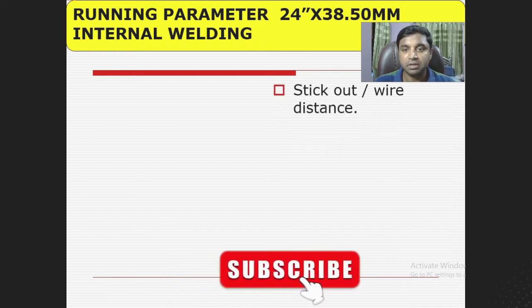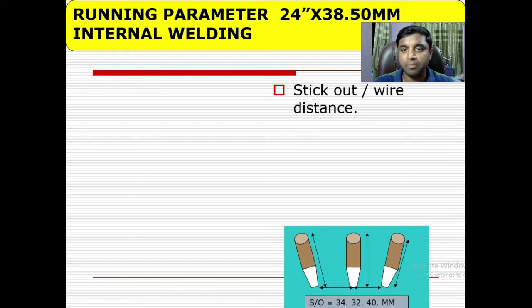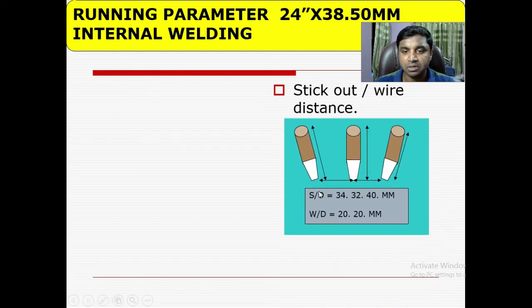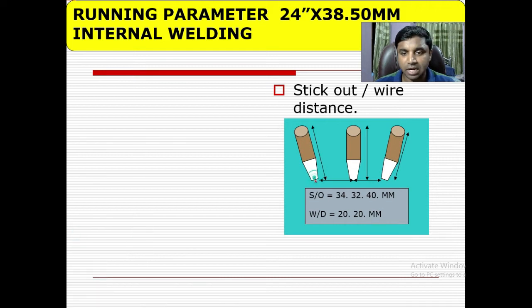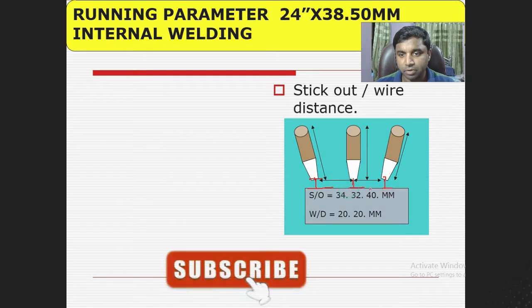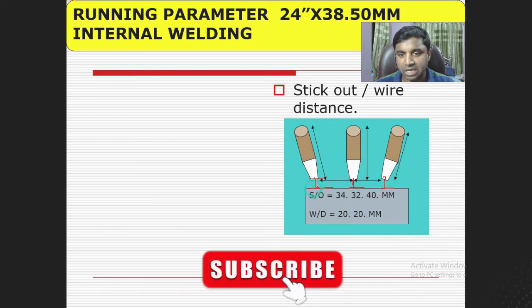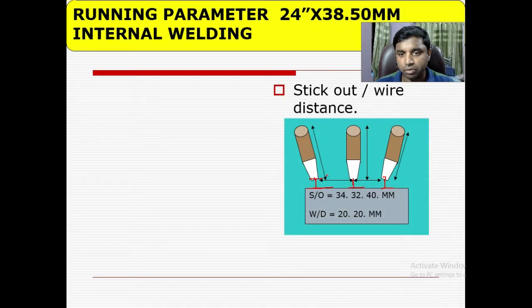So let's see the stick out and wire distance. This is a very important thing, so you should know. What is stick out? Stick out is from here. You see this is your electrode wire, the feeding wire. From here to here, this distance, when welding, is the stick out. Just assume this is your plate. So this is your stick out distance, and from here to here is the wire distance.